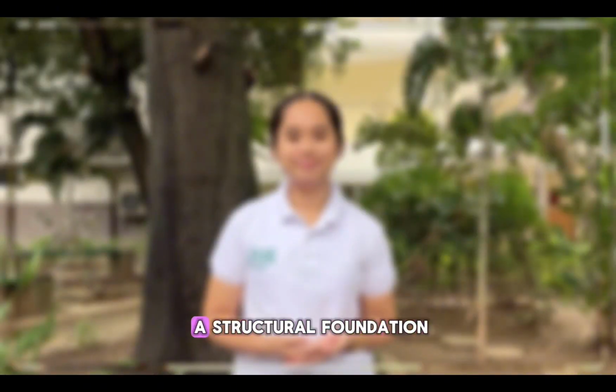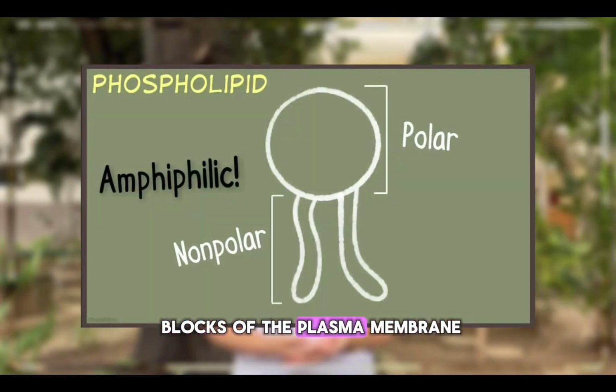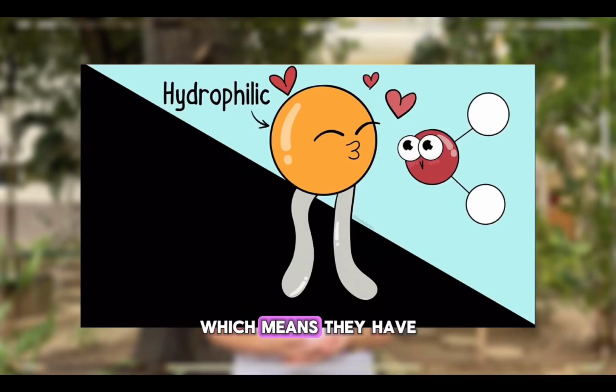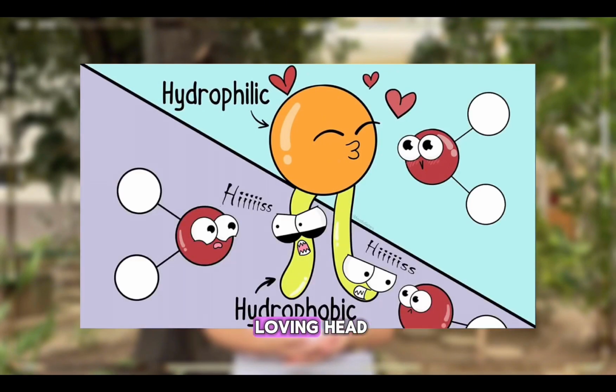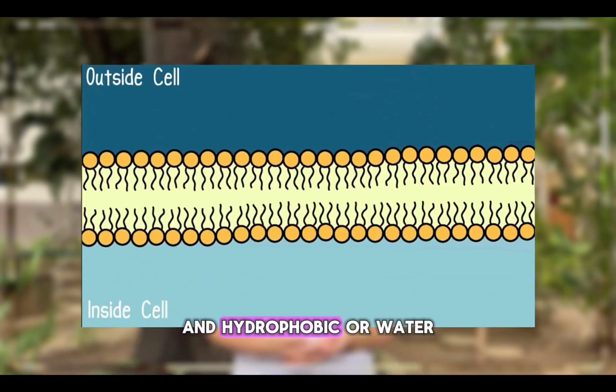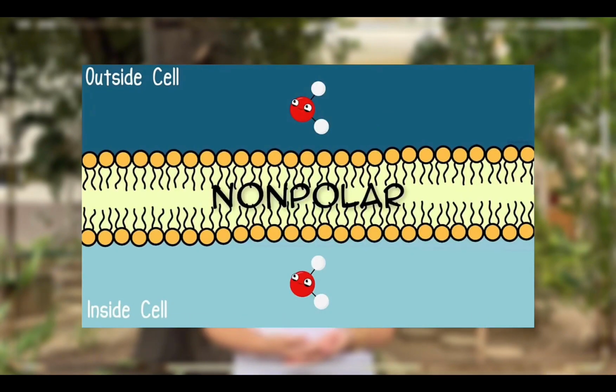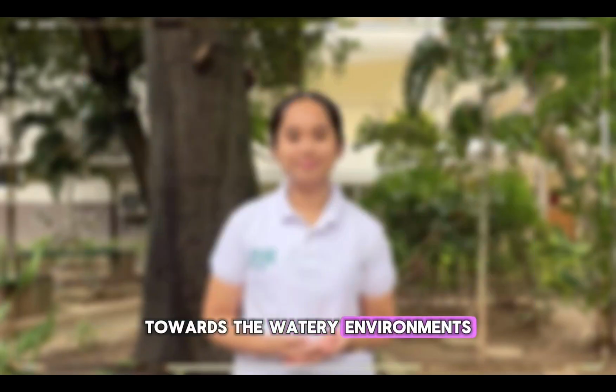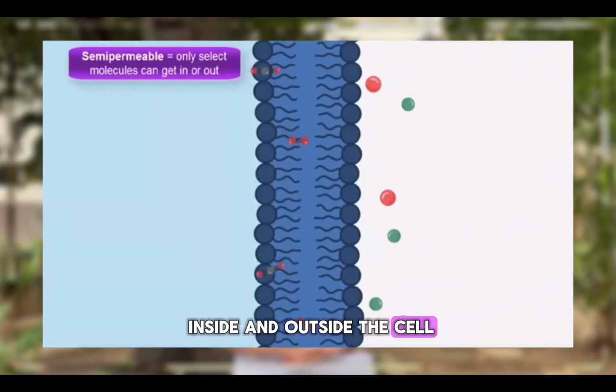Phospholipids are known as the structural foundation or the primary building blocks of the plasma membrane. They are amphipathic molecules, which means they have a hydrophilic or water-loving head and hydrophobic or water-fearing tails. These molecules arrange themselves into a bilayer with the tails pointing inward, shielded from water, and the heads facing outward towards the watery environments inside and outside the cell.